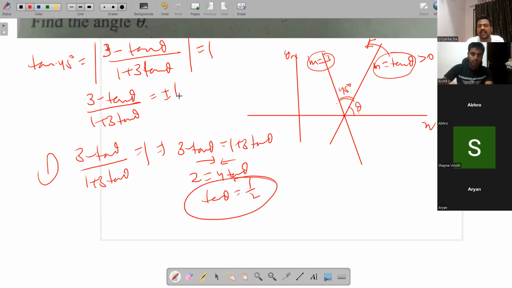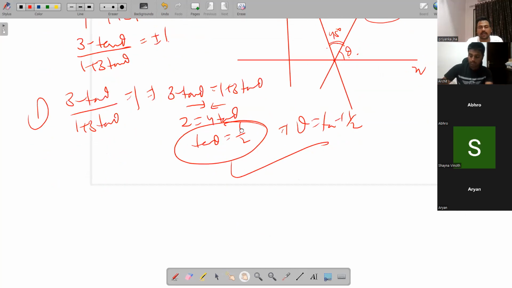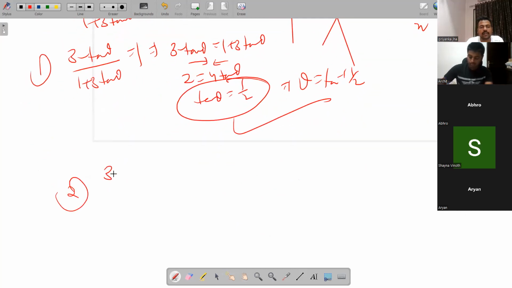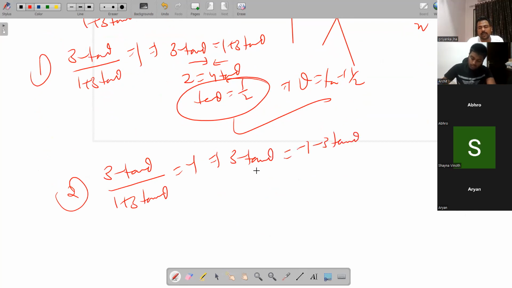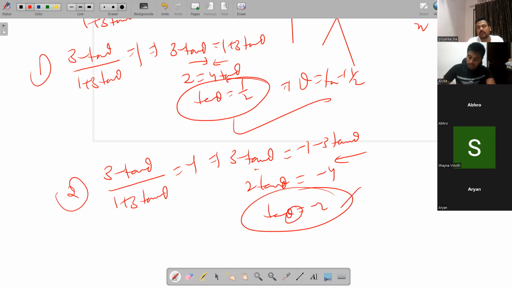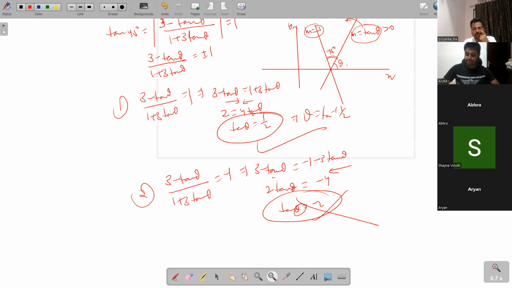This should be our answer because if you take the negative sign, you will get tan theta negative, but theta is acute, so tan theta has to be positive. So theta is tan inverse half. Let me take the negative case as well. Second case: 3 minus tan theta upon 1 plus 3 tan theta is minus 1. So 3 minus tan theta is minus 1 minus 3 tan theta. Bring this to this: minus tan theta plus 3 tan theta is 2 tan theta, and here it is minus 4. So tan theta is minus 2. In the question, it has said that theta is acute, so we can't take the negative value. So we'll just ignore that.